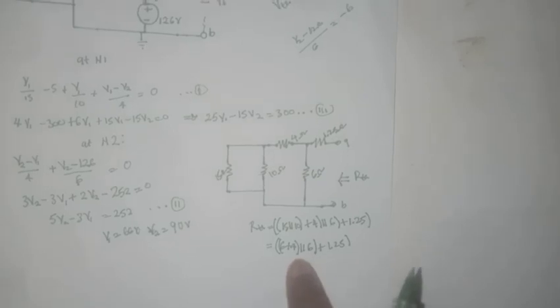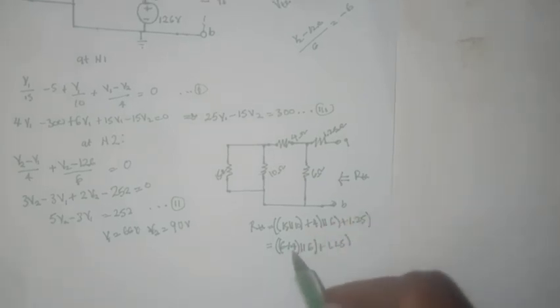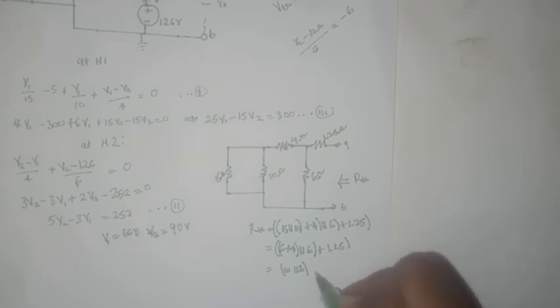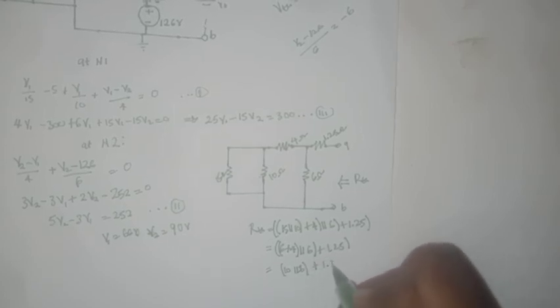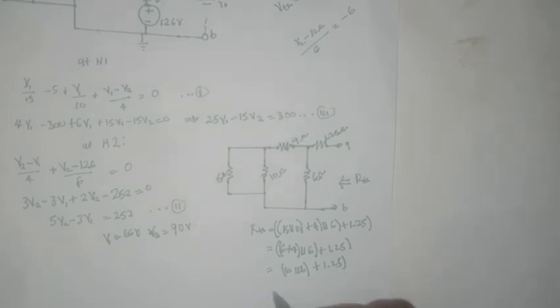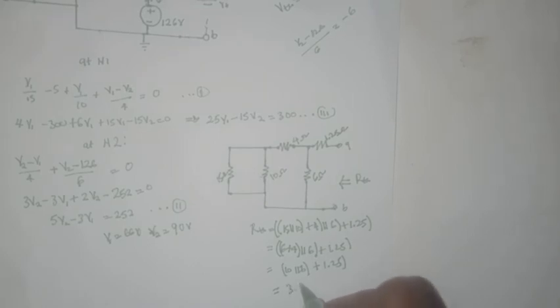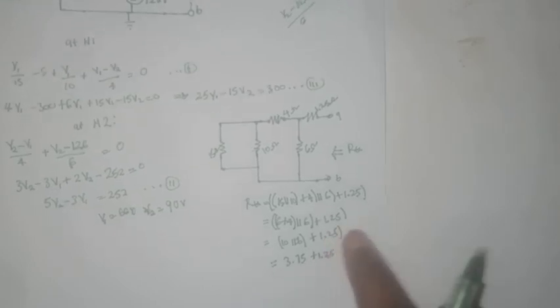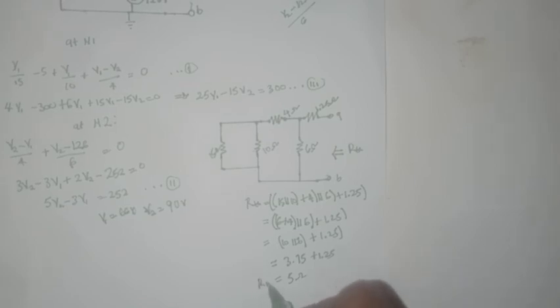Now this would be 10 in parallel with 6. That would be 10 times 6 divided by 10 plus 6, so 10 in parallel with 6, all plus 1.25. And with that, we would arrive at 3.75 plus 1.25. Then we add them together and we would have 5 ohms. And we have it that the value of RTH is 5 ohms.